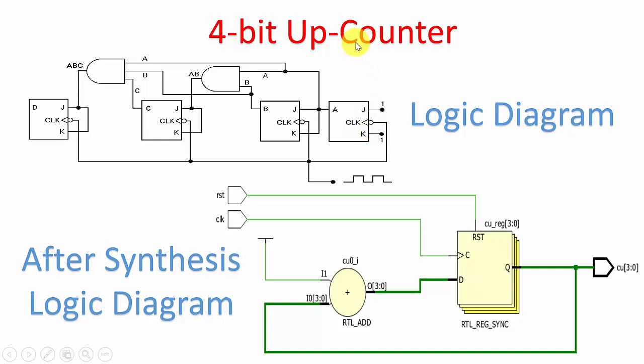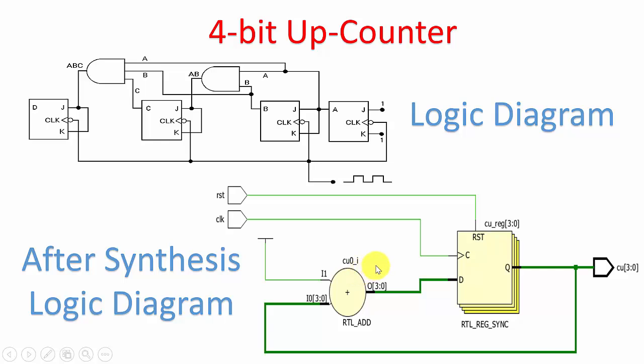Now let us discuss one more example: a 4-bit up counter. This is the logical diagram of a 4-bit up counter. From this we will write the code for the up counter, and after synthesis, that code will be converted in this manner. You can see that this logical diagram and that diagram are different, because that is the logical diagram we normally know. This is also a logical diagram, but converted using CLBs.